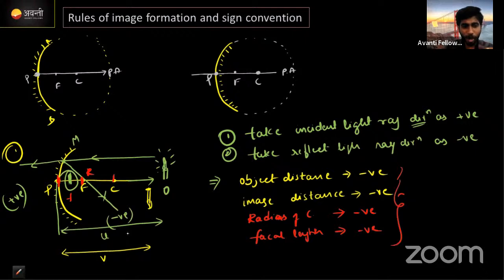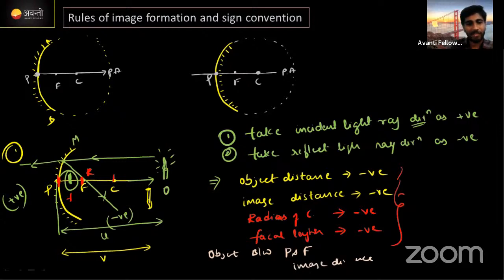When you are going to keep the object between P and F, at that time what is the image distance? Actually, when you keep the object between P and F, the image is formed here, behind the mirror. Correct? In this particular situation, what is the image distance? It is positive. Clear? Hope it is clear. Let me know.